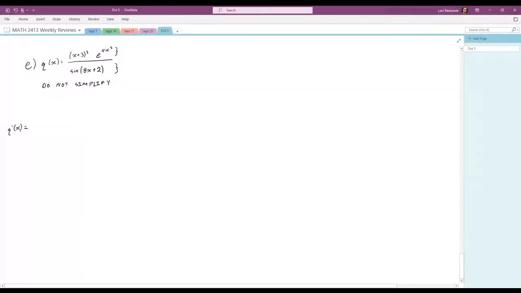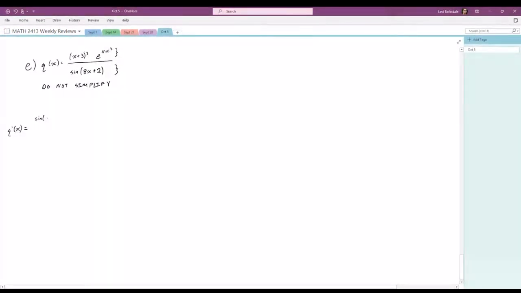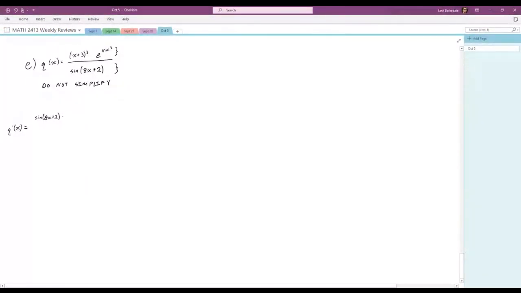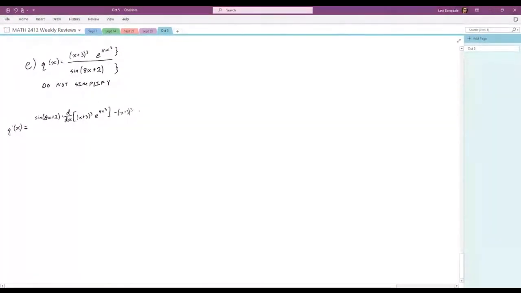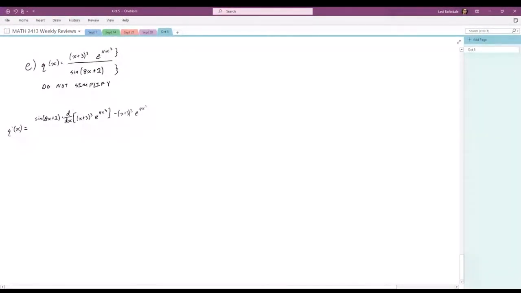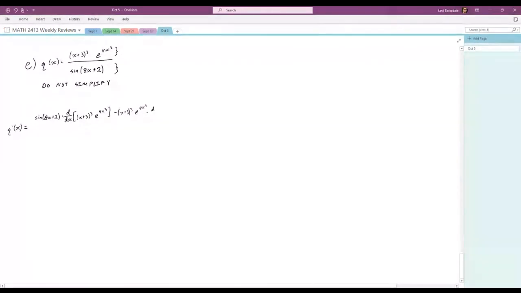So the quotient rule says I need to take my bottom function, multiply by the derivative of my top function, subtract my top function times the derivative of my bottom function.